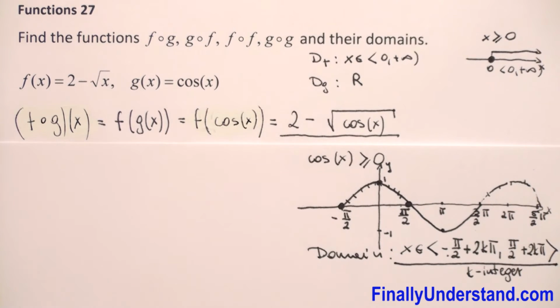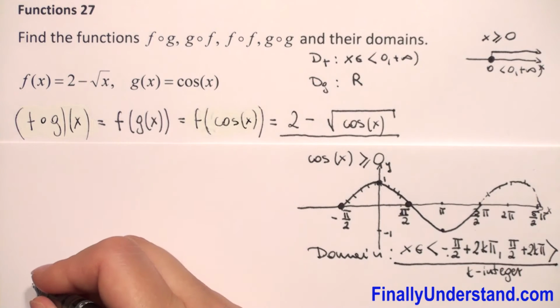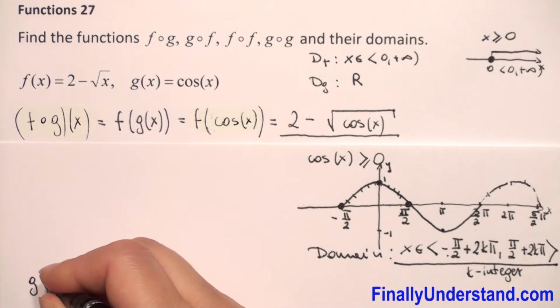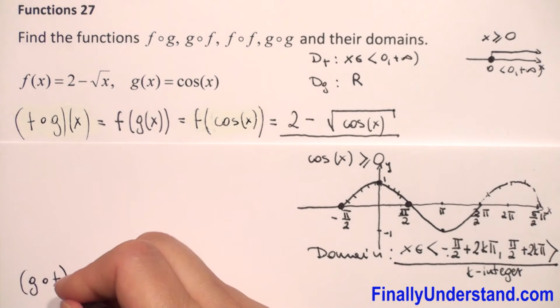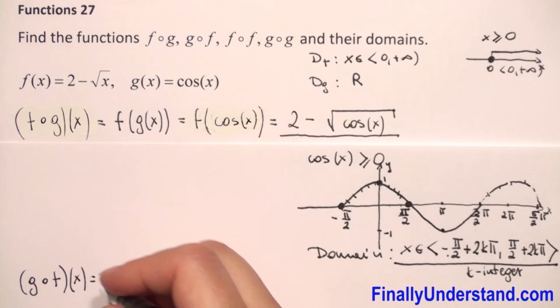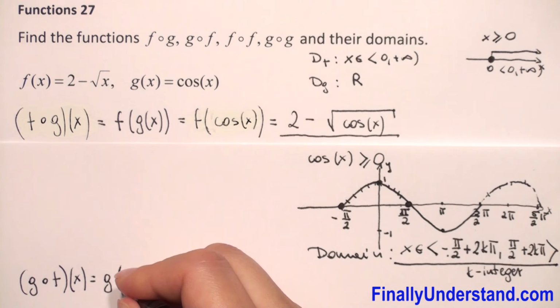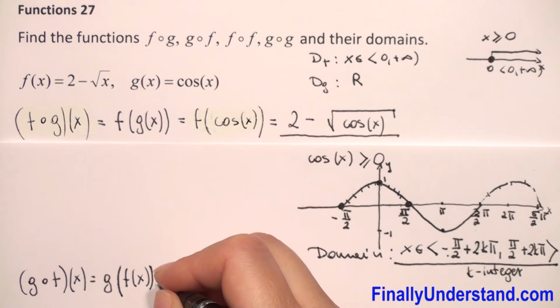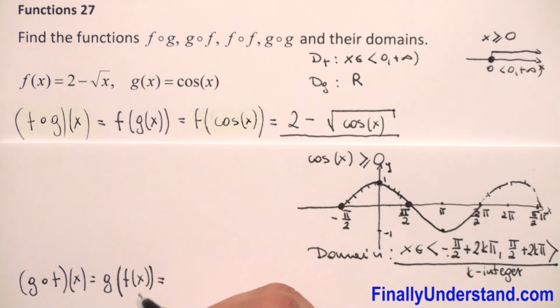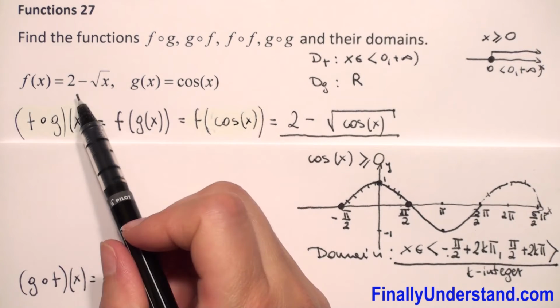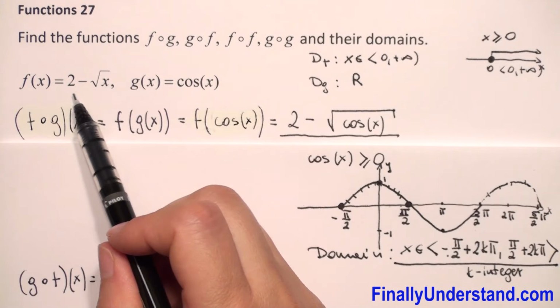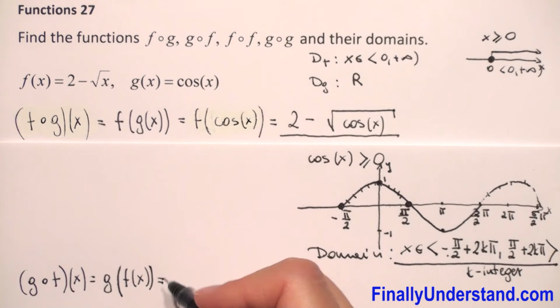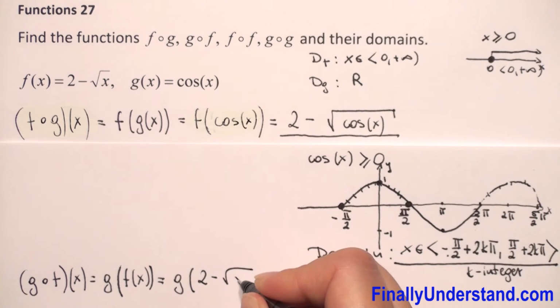So now we have to go to the function g of f of x. The g we just copy, and we have g in parentheses. We will have f of x. This is equal. Now we have to replace f of x by the formula of our f function, which is 2 minus square root of x. So we have g of 2 minus square root of x.